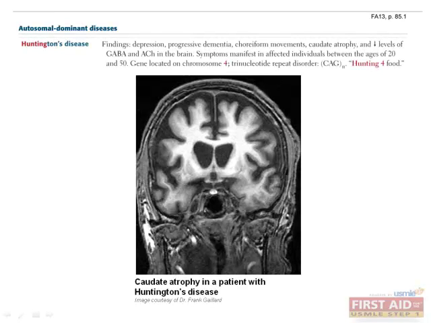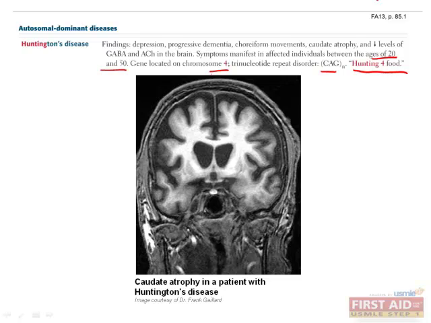Huntington's disease is a trinucleotide repeat disease caused by a CAG repeat on chromosome 4. You can remember that with the mnemonic hunting for food. The disease only affects patients once they reach a certain age, usually between 20 and 50, and in successive generations it can have an earlier onset and more extreme symptoms.